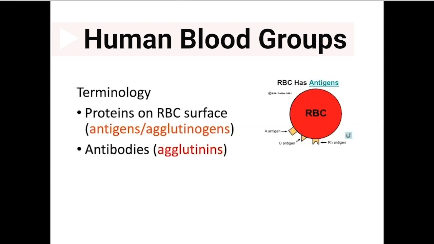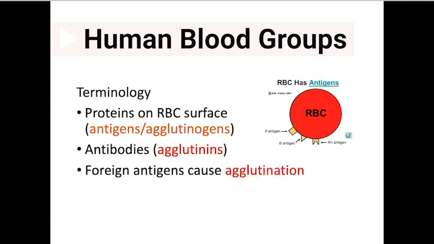Antibodies are proteins located in the plasma that will be used against blood types you do not have, foreign blood types. And these are also called agglutinins. Foreign antigens can cause clumping, and this is called agglutination, where red blood cells are brought together into clumps, allowing your immune cells to attack them.